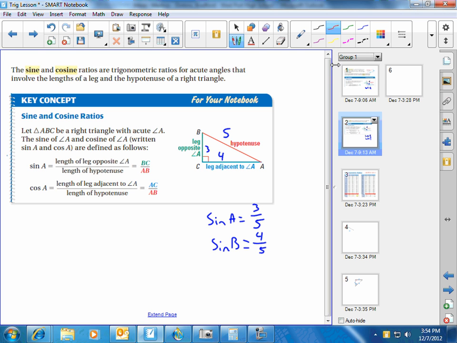And then cosine. The ratio for the cosine of an angle is the length of the leg adjacent over the length of the hypotenuse. So again, if I refer to angle A, I'm dealing with cosine. This is the adjacent leg, so that's 4. So the cosine of angle A would be 4 over the length of the hypotenuse, which is 5. And if I was referring to angle B, for cosine that would be adjacent, which would be 3 over hypotenuse, which is 5.